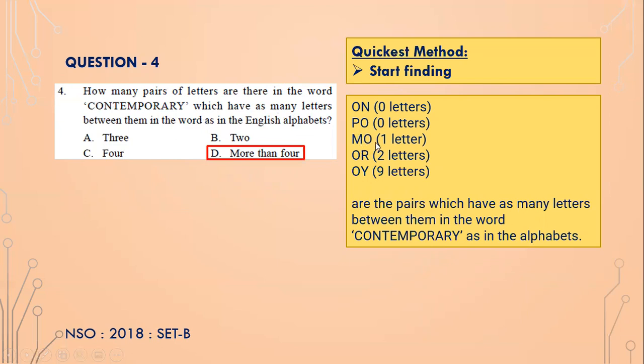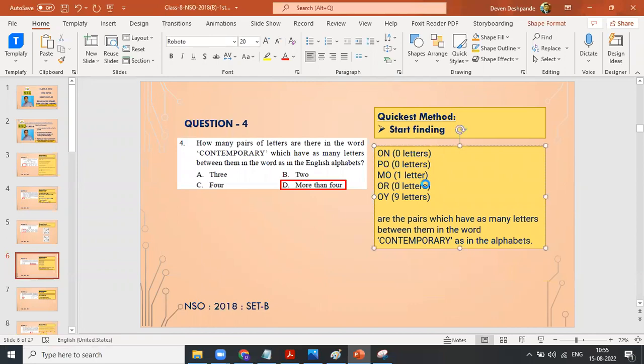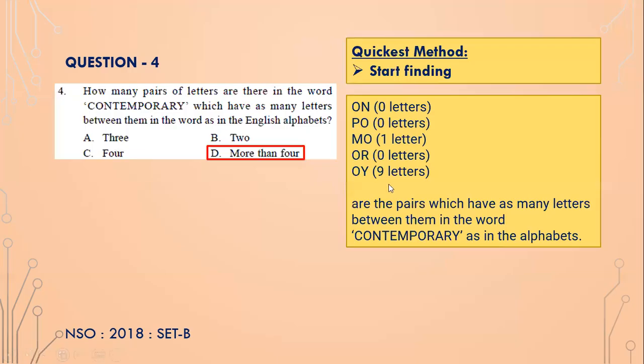L, M, N, O. One letter in the English alphabet and one letter in this word, which is P. O, R. P, Q, O, R, S, T. L, M, N, O, P, Q, O, R, S, T. Sorry, this is 0 letters, isn't it? 0 letters in the word as well as 0 letters in the English alphabet. And O and Y, there are 9 letters.